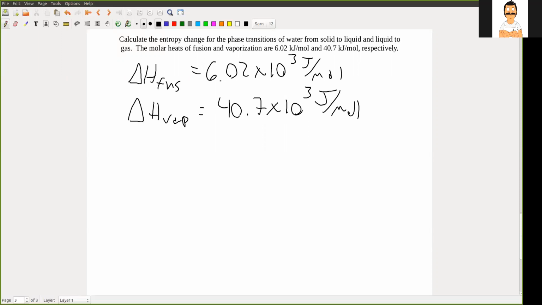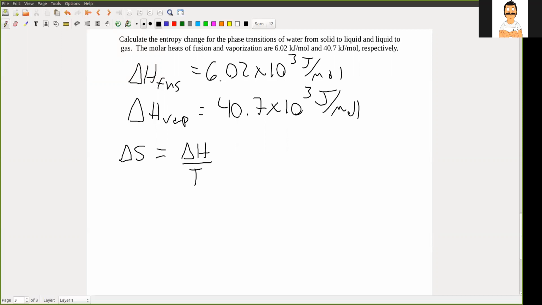So what is the formula for entropy? It's delta S is equal to delta H over T in this case. This is a variant on the second law of thermodynamics.